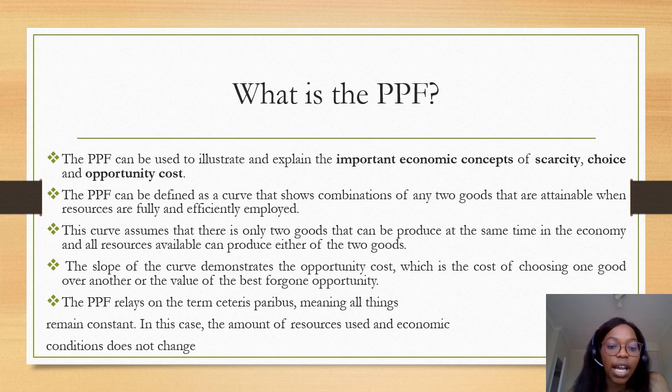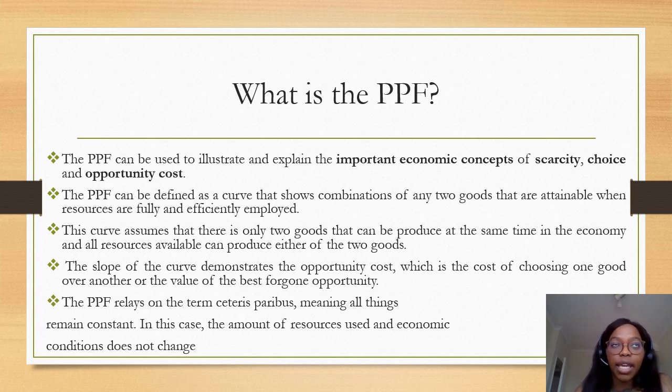The PPF relies on a term called ceteris paribus, which simply means all things remaining constant. So in this case, what we're going to keep constant is the amount of resources and economic conditions. So that was just a read through of the slide. Just to explain the slide a bit more.